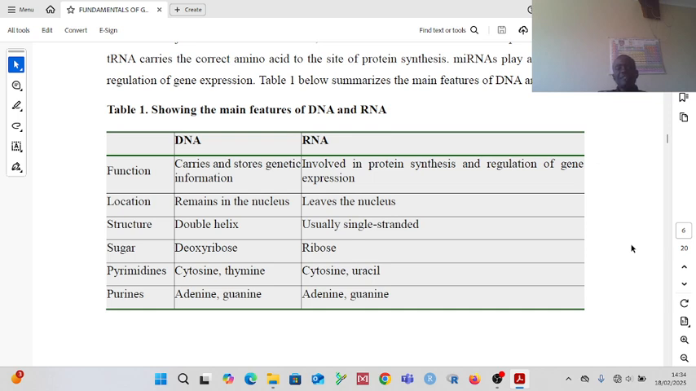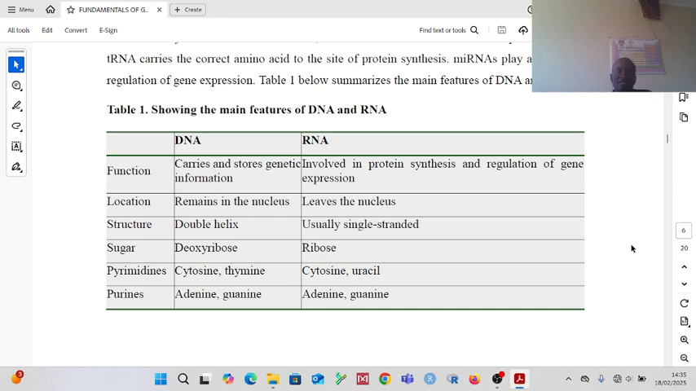Okay? So we have a table indicating the main features of DNA and RNA. In terms of function, DNA carries and stores genetic information. In terms of function, the RNA is involved in protein synthesis and in the regulation of gene expression. In terms of location, we mainly find DNA within the nucleus. But we have some other types of DNA which you can find outside the nucleus. What we call extranuclear DNA.